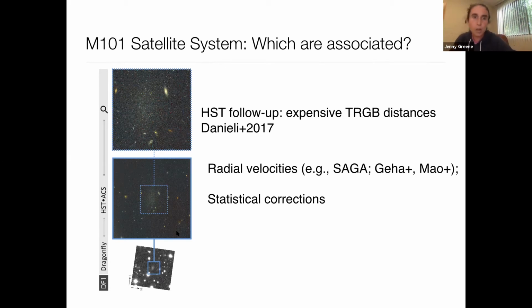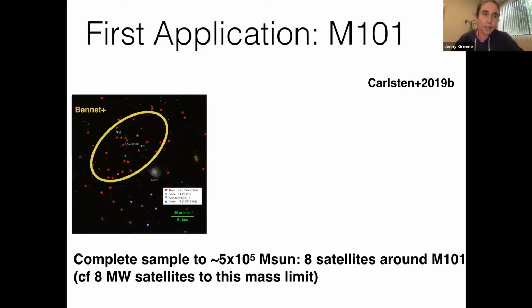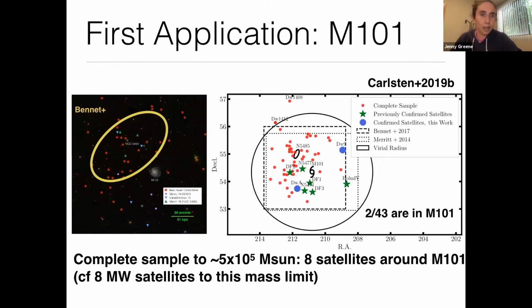And so again, the insight that Scott had was that he could use surface brightness fluctuations, which I'll describe in the next slide. And he was able to show from the same CFHT data that Bennett used to select that candidate list, he was able to show that only 2 of them, these blue octagons here, are in fact associated with M101. All the rest are background, and many are likely in this 5485 group.